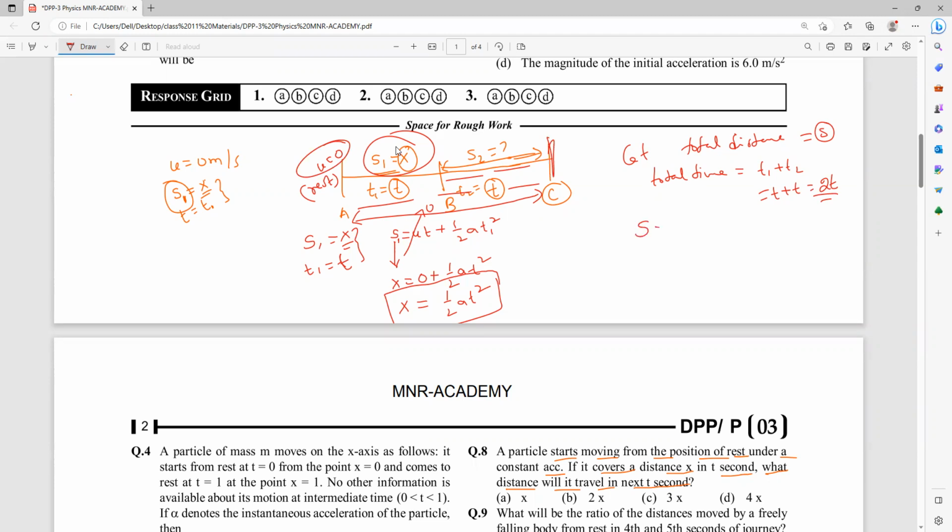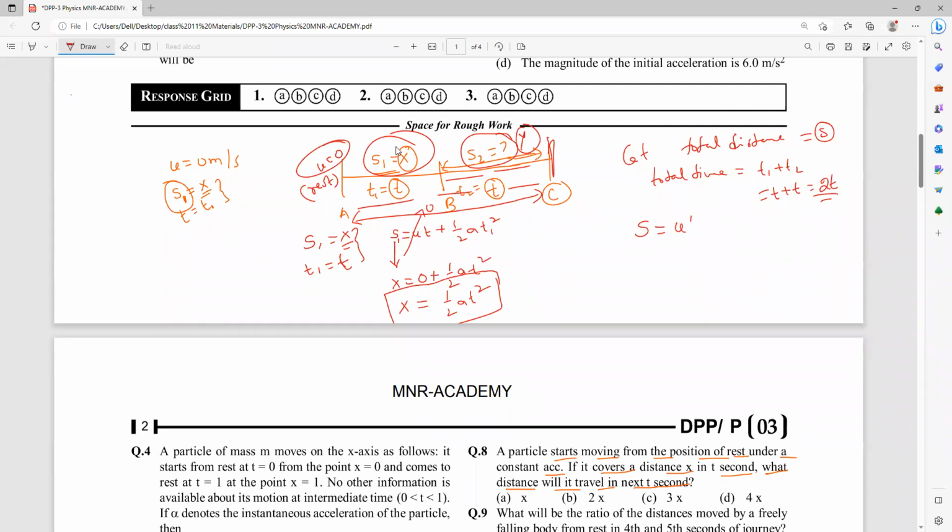So if I use again which equation, total distance is equal to... everybody, all of you respond. Second. Yes, this second is one. So S is equal to ut plus... Let me assume one more thing. The distance covered in the second time interval is assumed as Y. That is what we have to find.